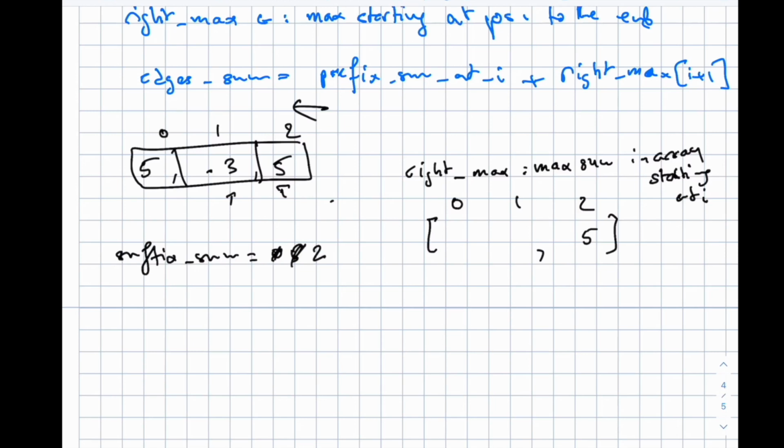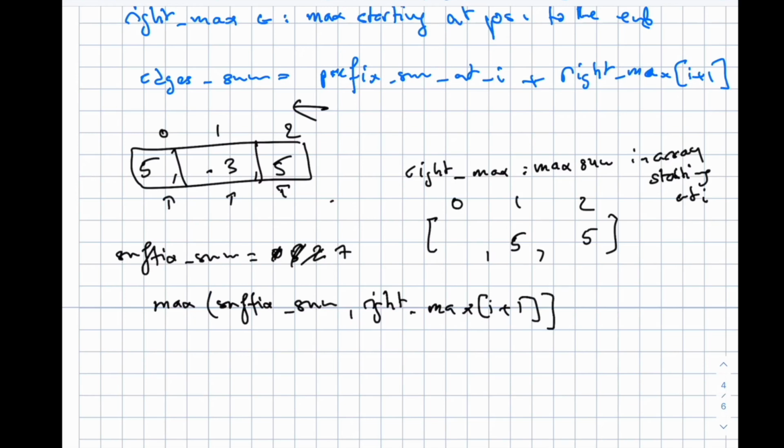And so here we check, is 2 better than 5? We compare suffix sum with the right max at I plus 1, right? So basically, it's either we take the element at I or not, depending on whether that will give us a better sum or not. And so we compare 5 and 2. 5 is better, so we put 5. And now we go again here. 2 plus 5, that's 7. The max between 7 and the right max at I plus 1, that's 5. So the max between 7 and 5, that's 7, right? So this is our right max.